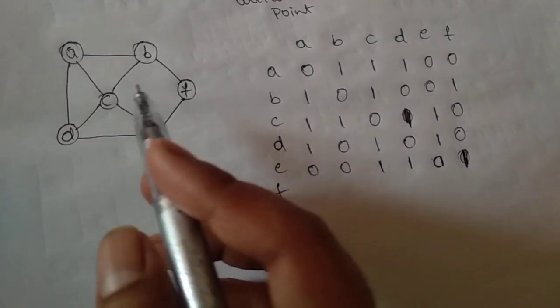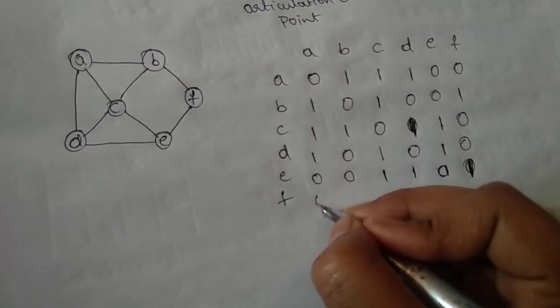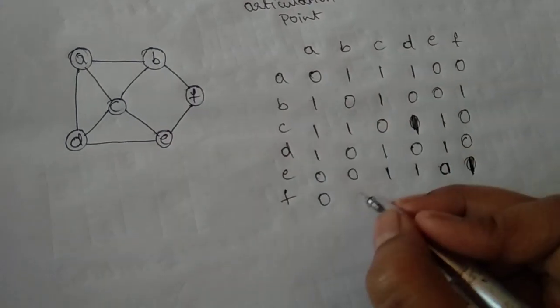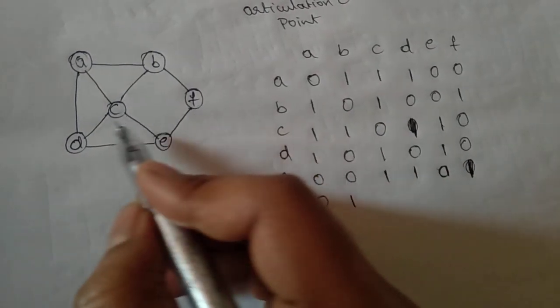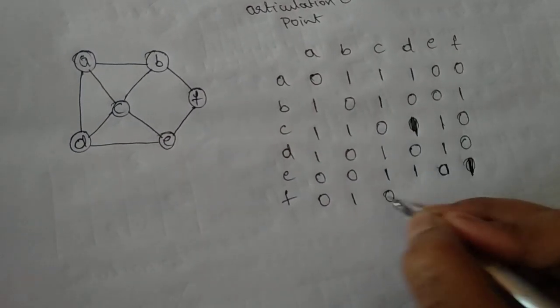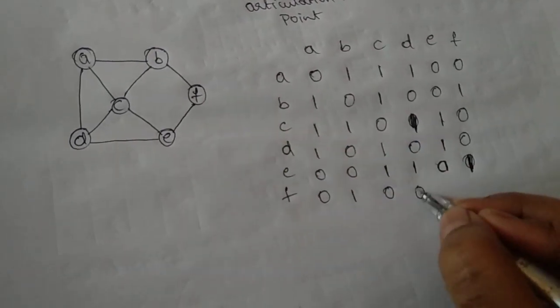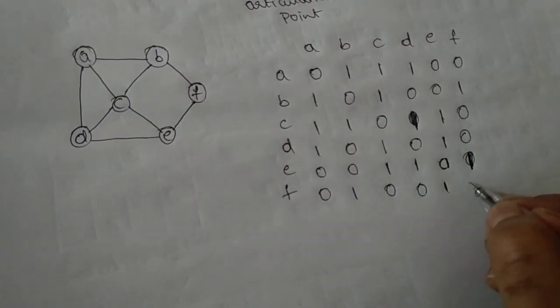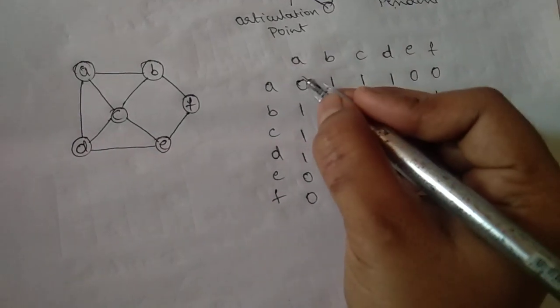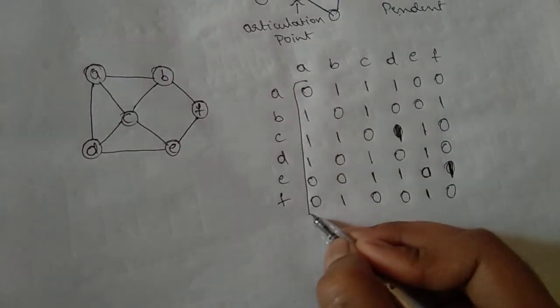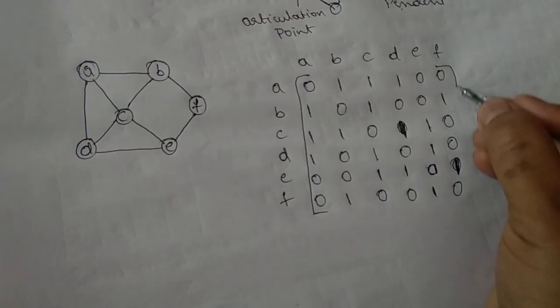Next from F to A it is 0. Then F to B, it is 1. F to C, it is 0. F to D, it is 0. F to E, it is 1. F to F is 0. This is the cost adjacency matrix for this given graph.